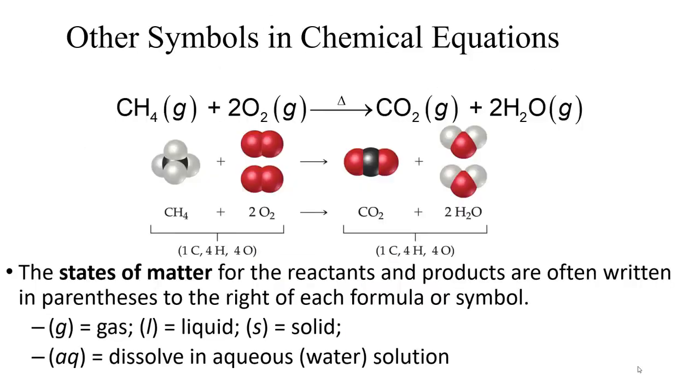You may notice these letters in parentheses next to each formula in some chemical equations. These letters in parentheses tell us the state of matter, whether the material is a solid, liquid, gas, or aqueous solution. We symbolize G for a gas, L for a liquid, S for solid, and aqueous is symbolized as AQ. And aqueous just means that the sample is dissolved in water.